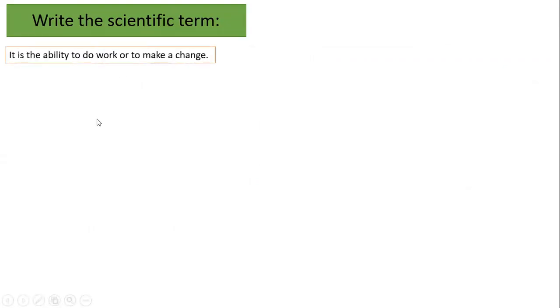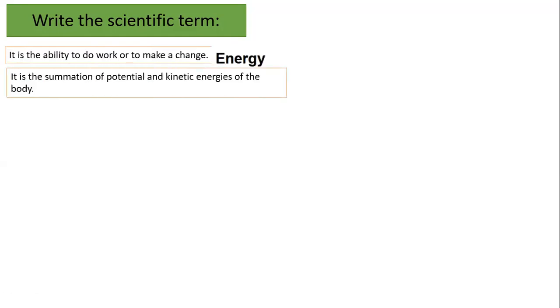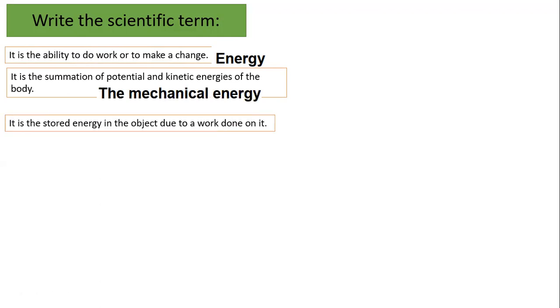Quickly, the ability to do work is energy. Next one, it is the summation of potential energy and kinetic energy. It is what? Mechanical energy. The summation of potential and kinetic is mechanical energy. Next one, it is stored energy. Two words enough. Stored energy. It is what? Potential energy.